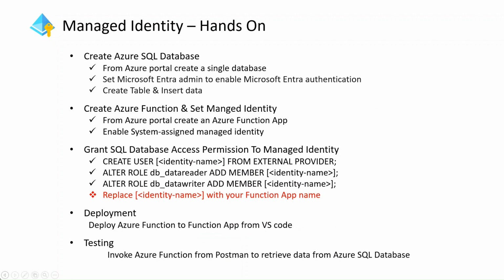Next, we will create Azure Function App and enable the system assigned managed identity for the Azure Function App. Then we will deploy Azure Function to Function App from VS Code. The Azure function is written in Node.js and it will use the system assigned managed identity to connect to SQL database. And as you know by now, no DB username or password is required for the database access due to managed identity.